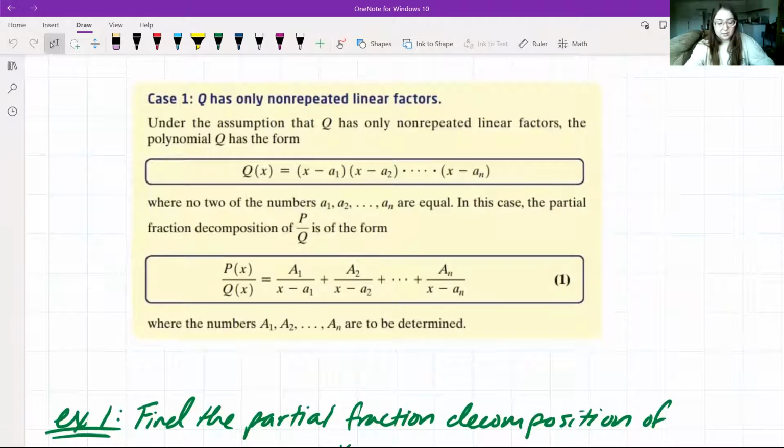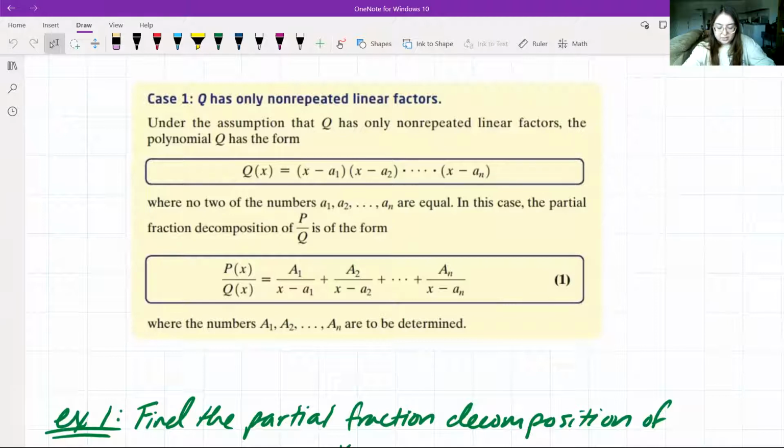So the details of case 1, where q only has non-repeated linear factors. This means that under the assumption that q has only non-repeated linear factors, the polynomial q will have the form q of x is equal to x minus a sub 1 times x minus a sub 2, and so on, until you get to x minus a sub n. So this can look like x minus 2, x minus 3, x minus 4, anything along those lines, where no two of the numbers a1, a2 to an are going to be equal.